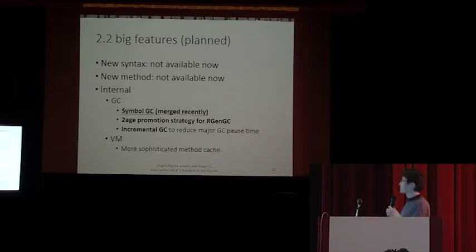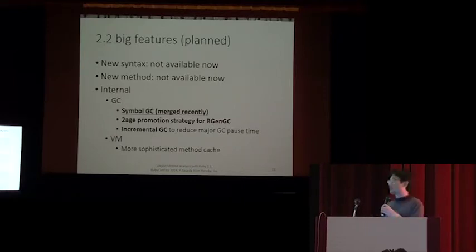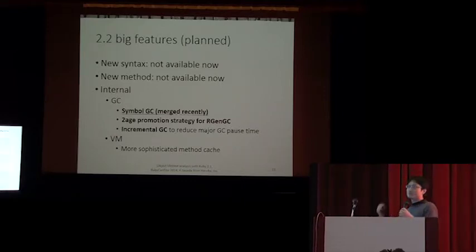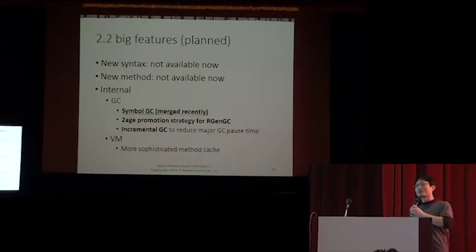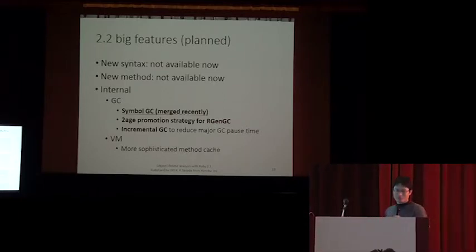As internal features, we introduce a symbol garbage collector and some garbage collector improvements. And also I want to make a faster virtual machine, but not yet. So I will go back to Japan, and after I go back to Japan, I need to make more effort.